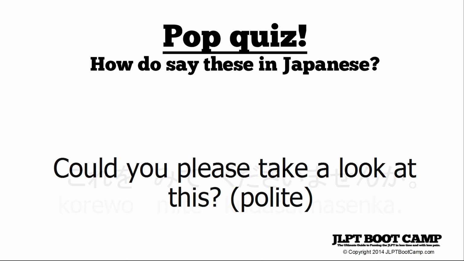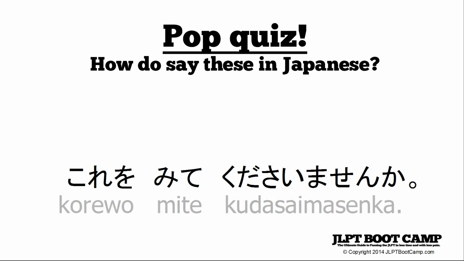And that in Japanese would be kore o mite kudasaimasenka. So kore is this, mite is look, kudasaimasenka is a polite request. Take a look at this. Can you look at my, maybe I have an injury or something. Could you take a look at this object?